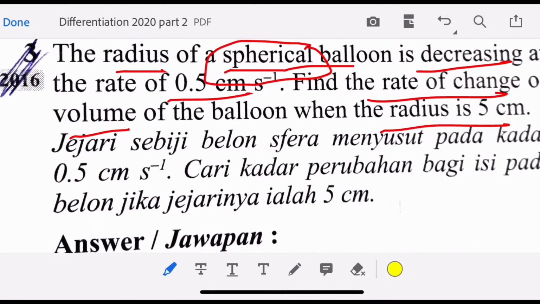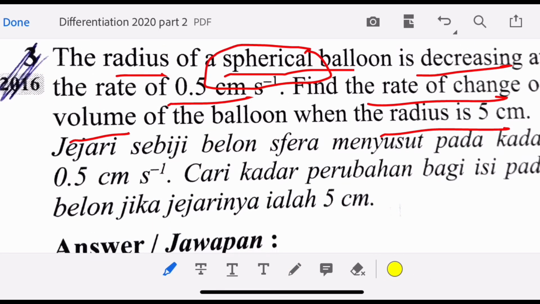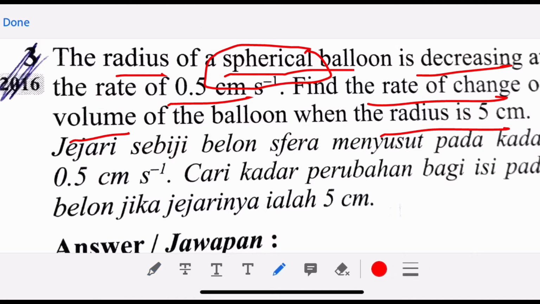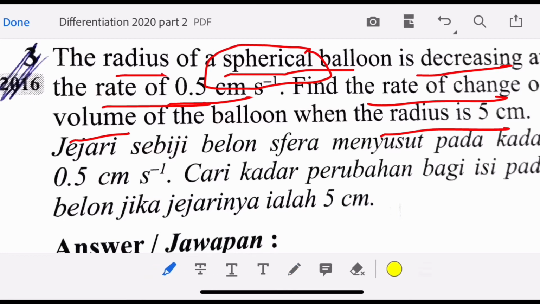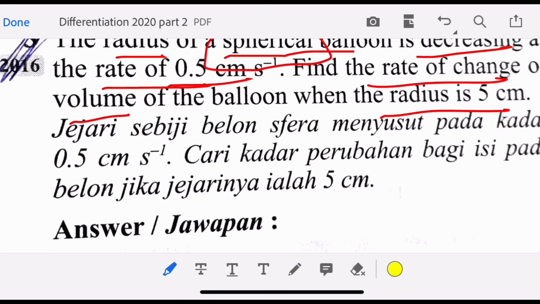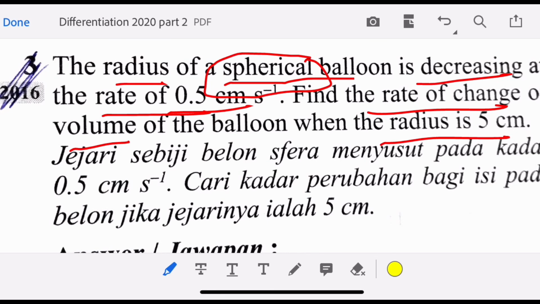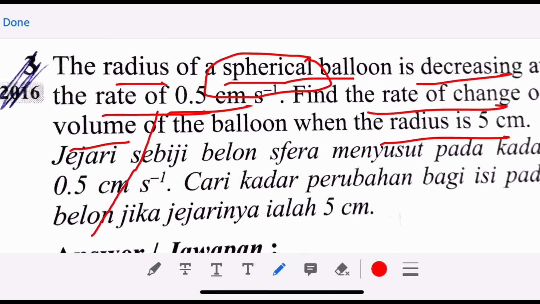Now I just copy down the first sentence: radius, decrease, rate. When you see decrease, it means there's a change. So I will write the radius will change, meaning the radius got different. So I will write dr over dt. When you see rate, it is always compared with time. So that is the first term I will write. You need to have 3 terms. Every time you do rate of change, you must have 3 terms.